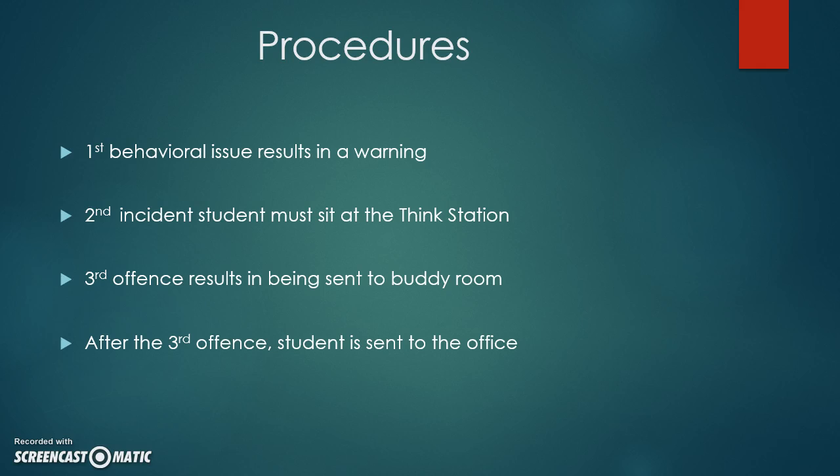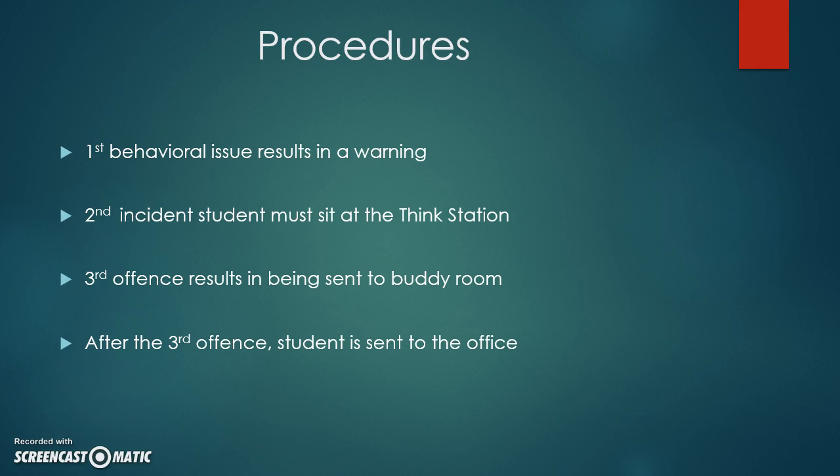When dealing with behavioral issues in the classroom, the first issue will result in the student receiving a warning. This is to alert the student that they have misbehaved and that they should not do what they were doing again. If the student does not heed this warning and acts out again, they must sit at the think station in the gym for a period of time to reflect on their behavior. Once the student has had time to reflect, they may return to the activity.